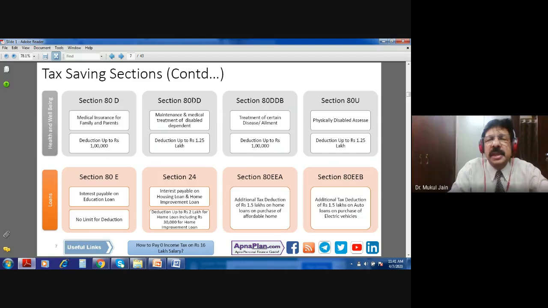This 80DD is for disabled, 80DDB is for certain diseases, 80U is also for disabled. So with the grace of God, I don't want to avail them. 80E is for education loan. So there is no child, there is no education loan. So this also is not applicable to me. Section 24 is if you are paying interest on your housing loan. So again, with the grace of God, I am living in my own house, so I have not taken any loan. So it is not applicable to everyone. This is what I am saying.